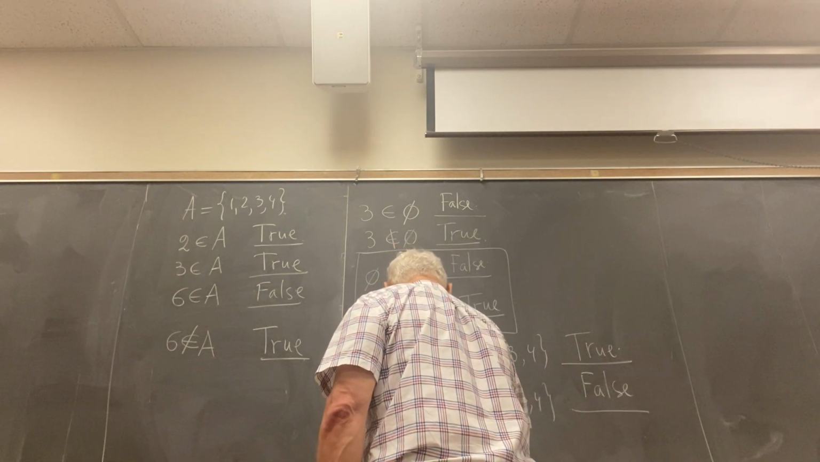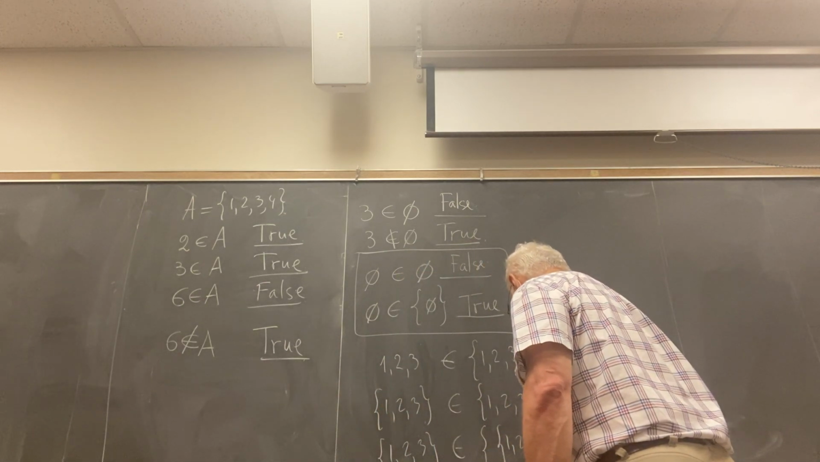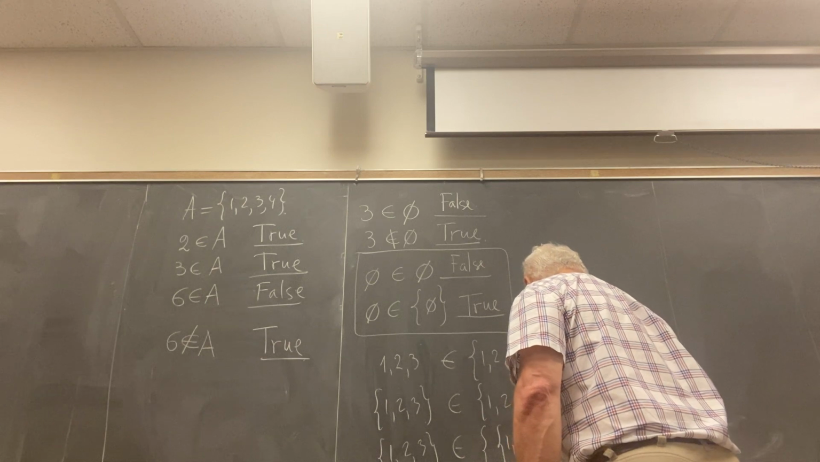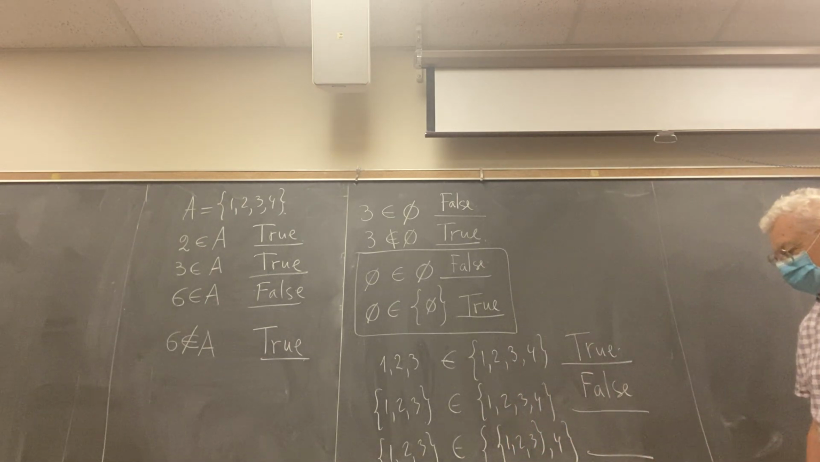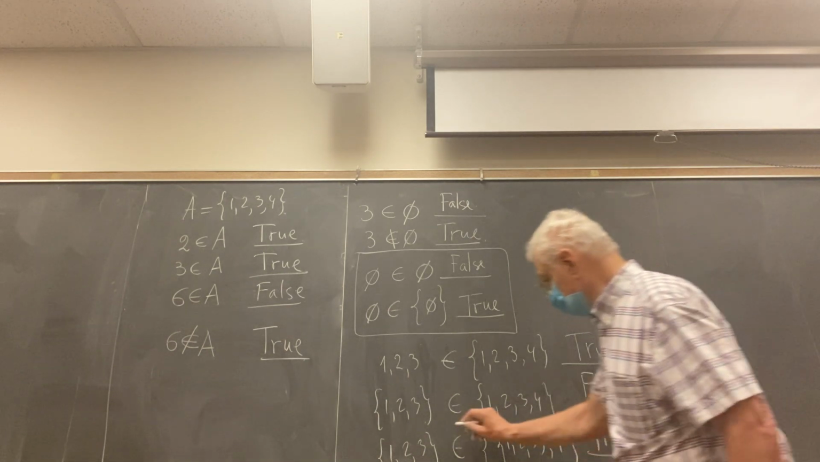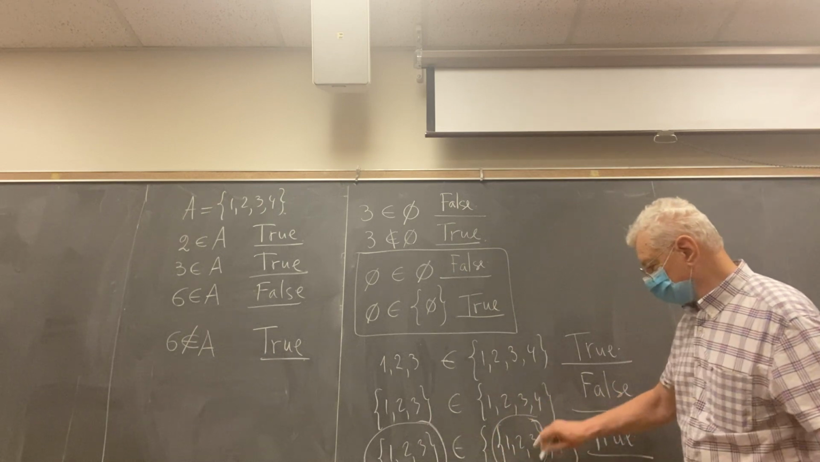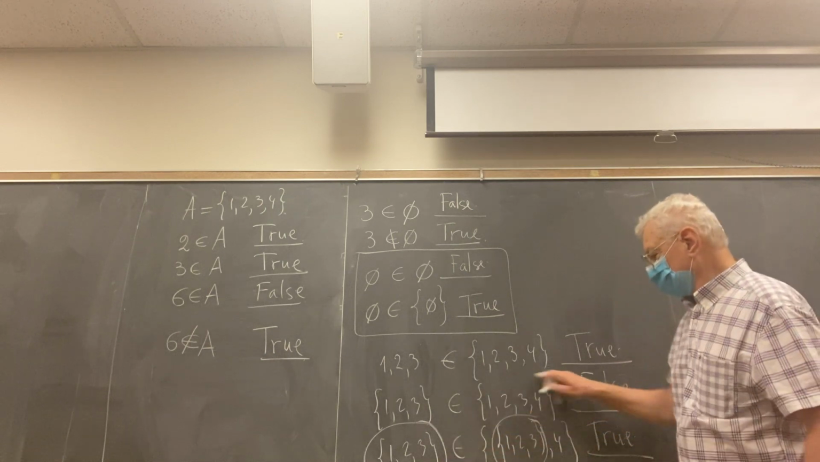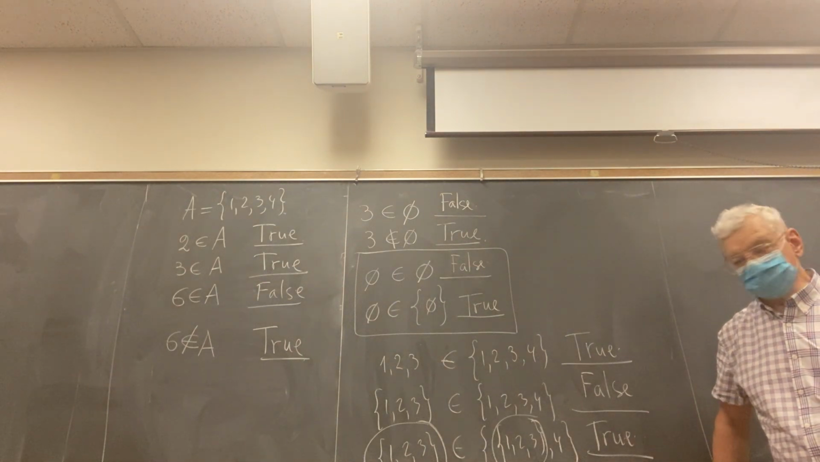1, 2, 3 belongs to {1, 2, 3}, and then 4. You see I wrote parentheses here. True or false? True. Why? Because this is one object, and this is the same object. So this is an element of that set. You got it?